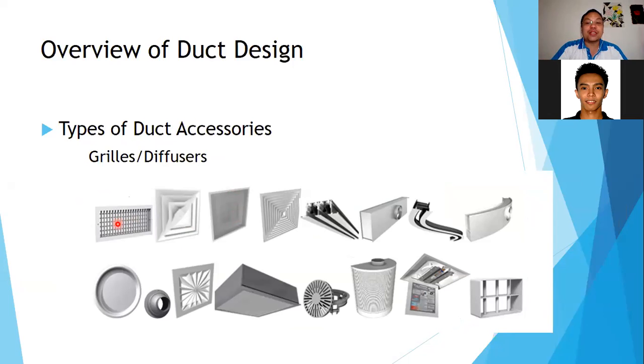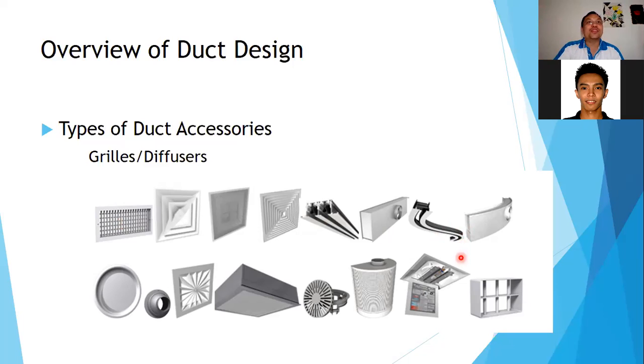So grills and diffusers have same use or same function, is to diffuse or to spread out or distribute the air inside your ducting system. So these are the ones when it's going out now from your ducting system. This is the one that you use, grills and diffusers. The different shapes and sizes are for aesthetic purposes.